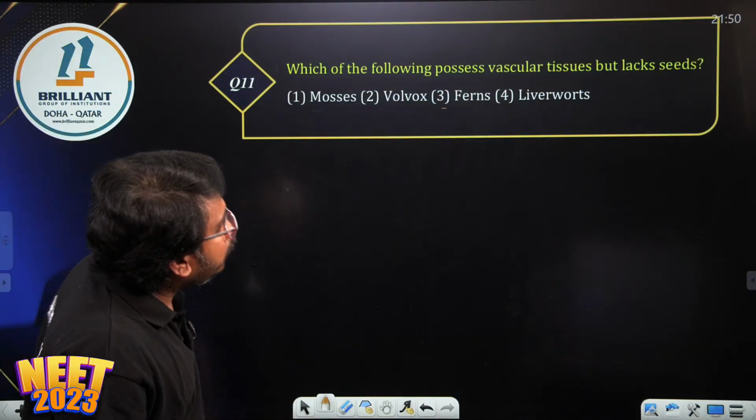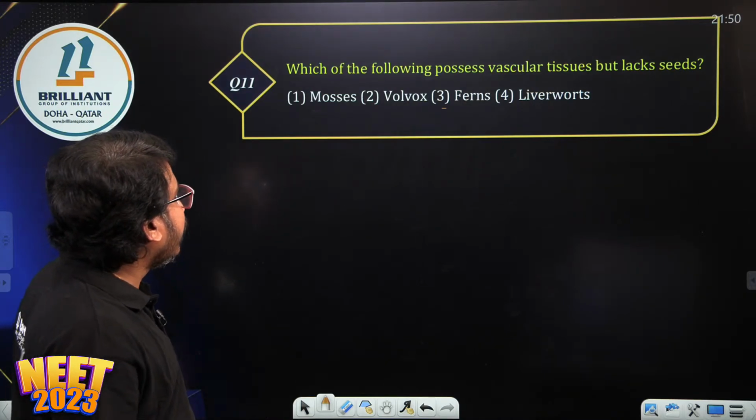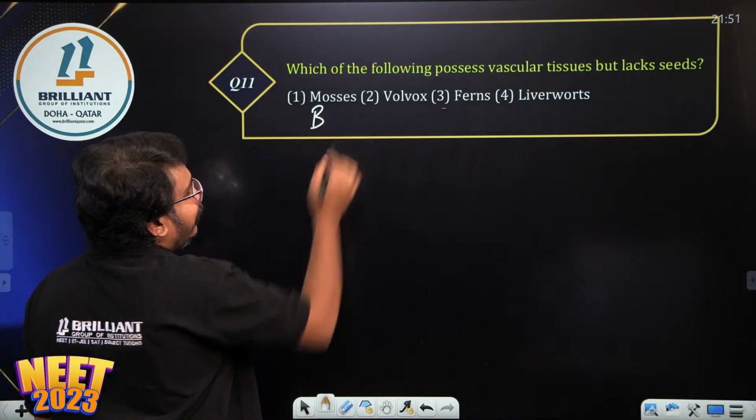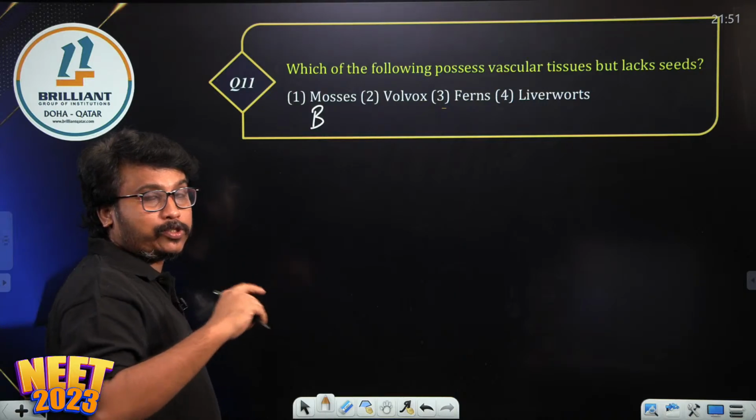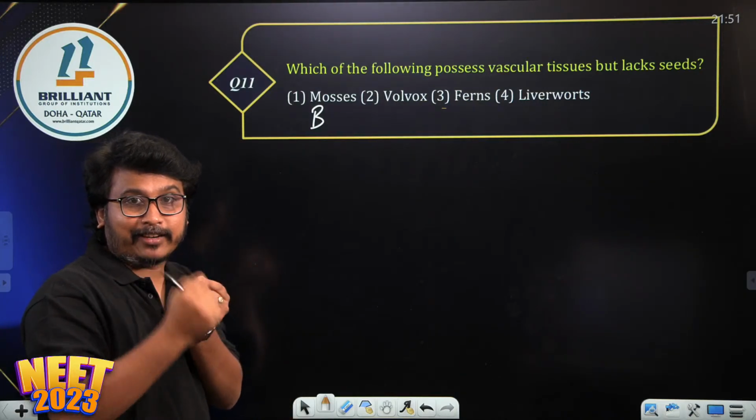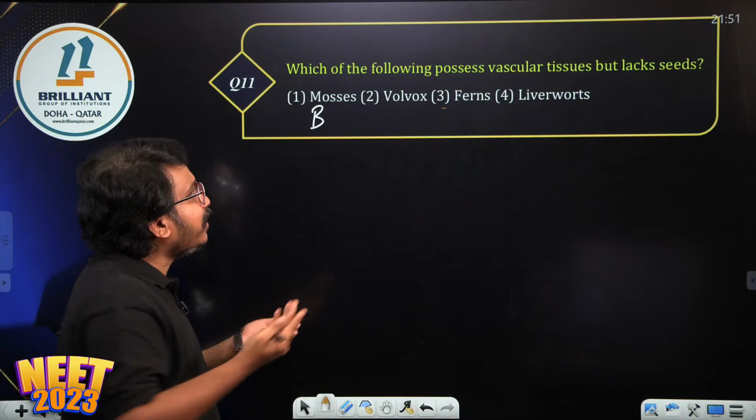Which of the following possess vascular tissue? Mosses are coming under Bryophyte. They have embryo but there is no vascular tissue. The first flow chart that we have written, just look at it, you will understand.